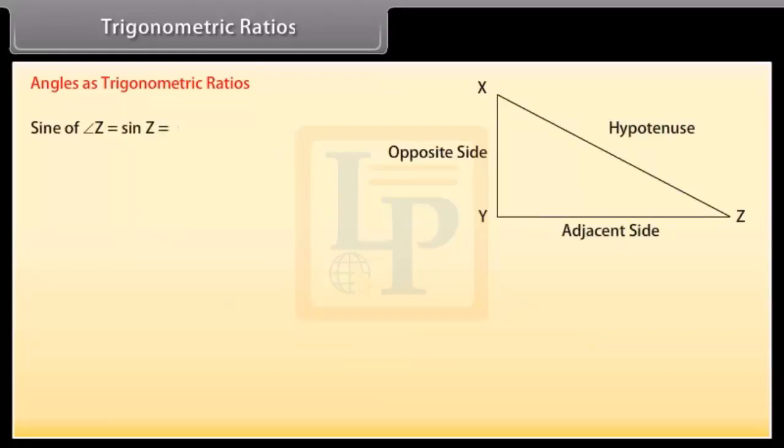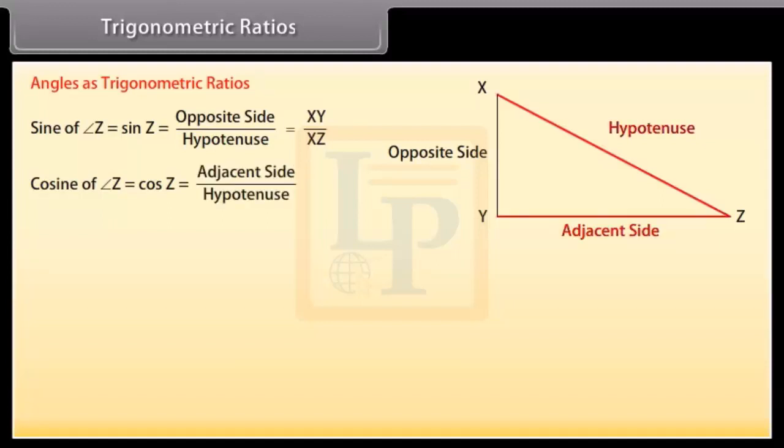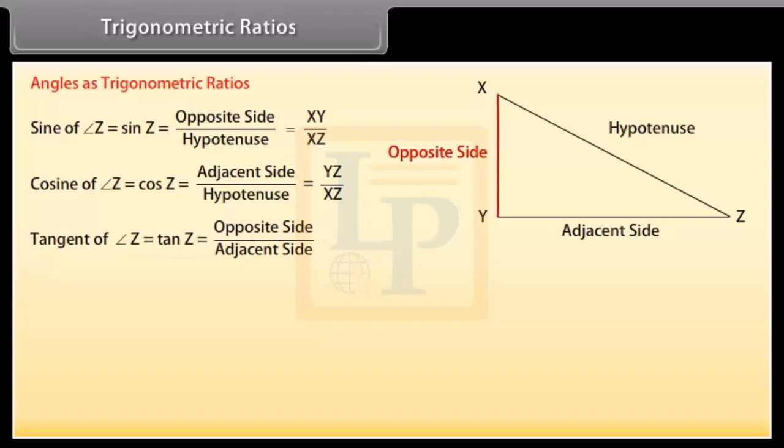Sine of angle Z is equal to sin Z, which equals opposite side upon hypotenuse. Cosine of angle Z is equal to cos Z, which equals adjacent side upon hypotenuse. Tangent of angle Z is equal to tan Z, which is equal to opposite side upon adjacent side.